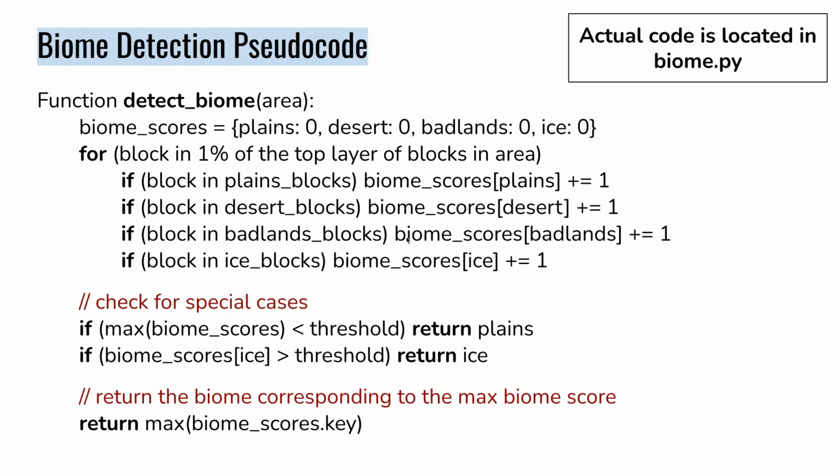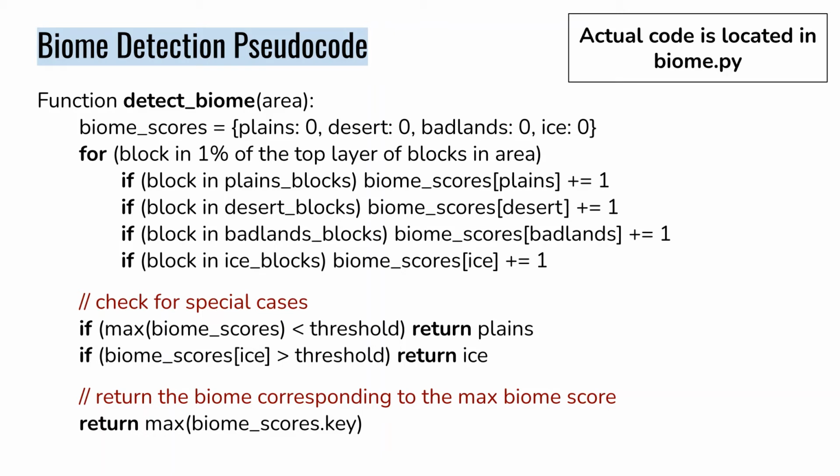Here is some pseudocode showing this process. The actual code is located in the biome.py file. First, we initialize the scores for each of these biomes to 0. Then we iterate through 1% of the top layer of blocks in the build area and update the scores based on these blocks as shown.